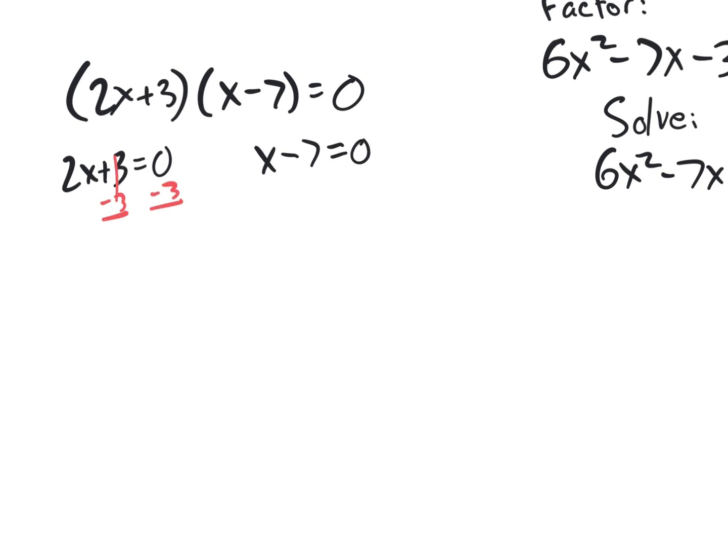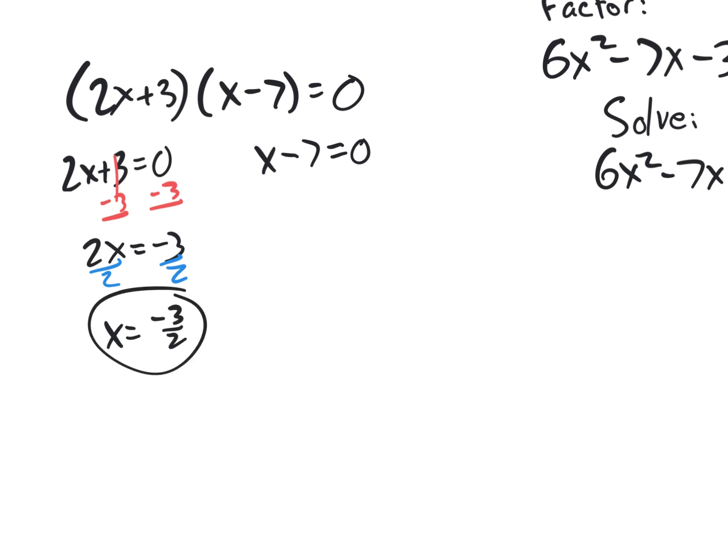Subtract 3 on both sides. You'll have a 2x equals -3 left over. Divide by 2, divide by 2. You're going to get x equals -3/2. That is one answer. The other answer is even easier, add 7 on both sides, x equals 7. So those are your two answers for this equation where you have something times something equals 0.